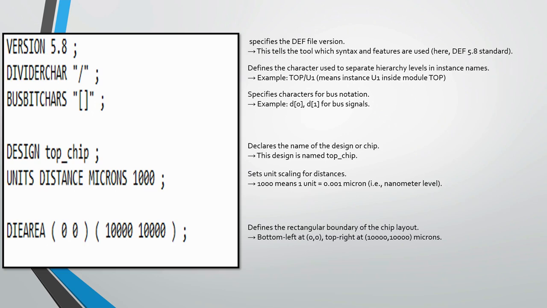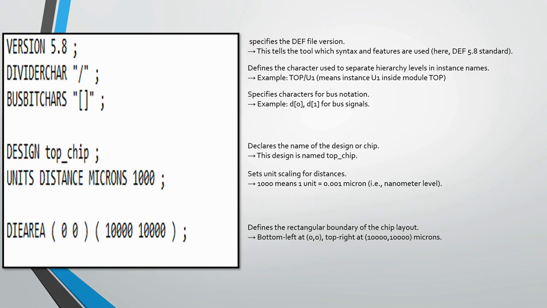The design area, example 0 0 10,000 10,000, defines the chip's physical boundary. Version 5.8 specifies the DEF file version. This tells the tool which syntax and features are used, here the DEF 5.8 standard. Divider char slash defines the character used to separate hierarchy levels in instance names. Example: top/U1 means instance U1 inside module top. Bus bit chars specifies characters for bus notation. Example: D[0] for bus signals.